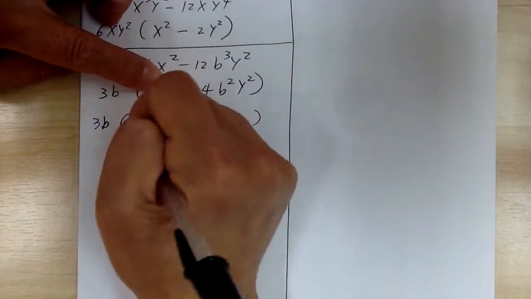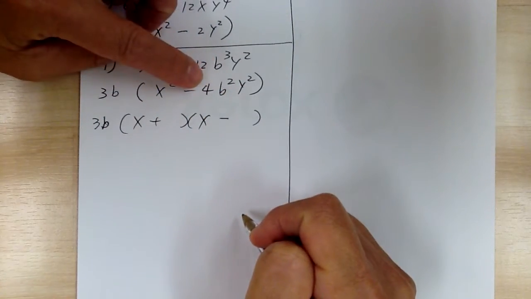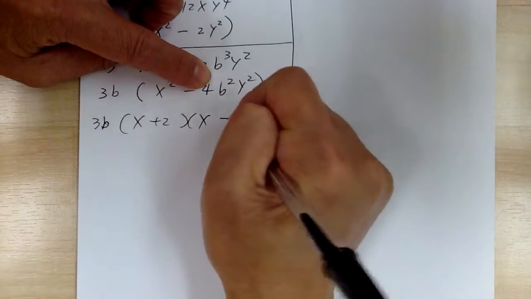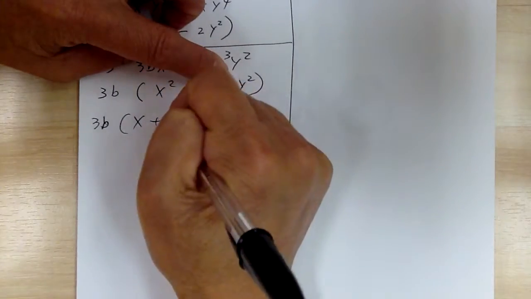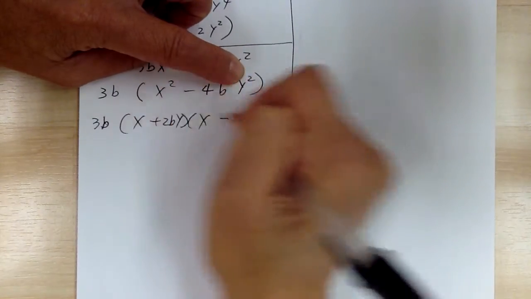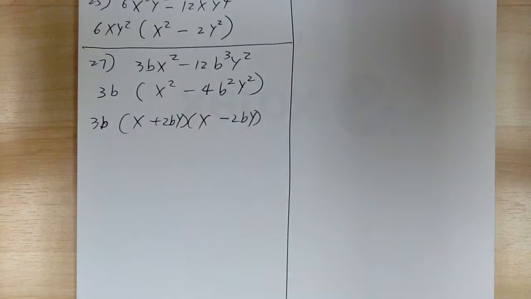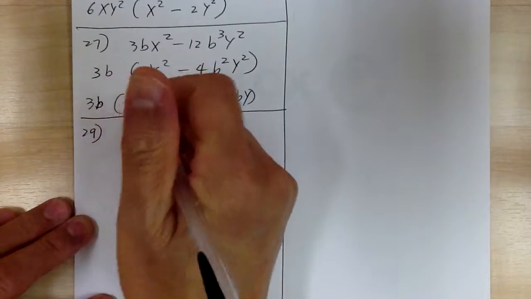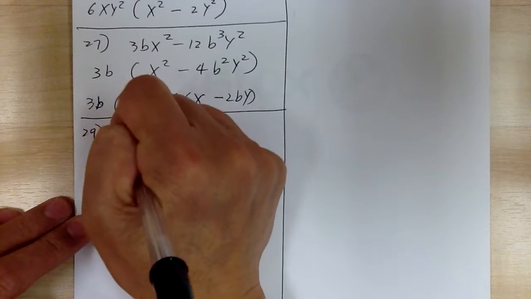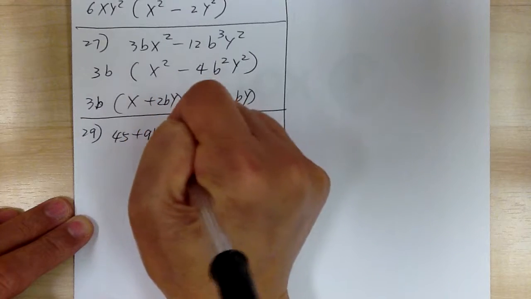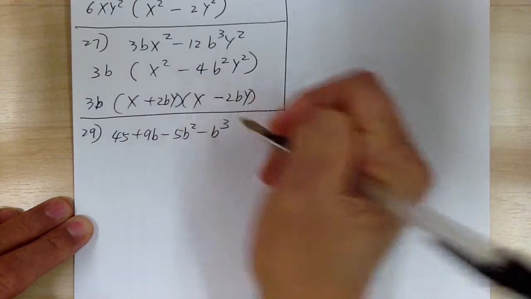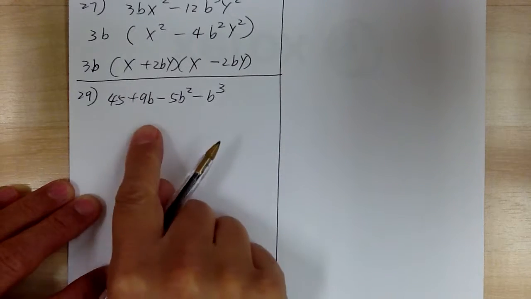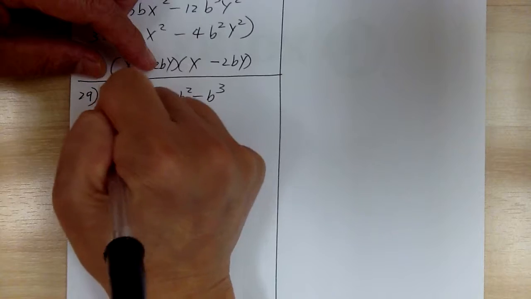So to get x squared, I need to have an x and x. To get negative, I need a plus times minus to give me minus. To get 4, I need 2 and 2. To get b squared, I need b and b. To get y squared, I need y and y. And that's it. So you just go down each item. Okay, let's go to 29. You have 45 plus 9b minus 5b squared minus b to the 3. So step 1, common factor, cannot. So step 2, 4 terms, so you have to do the grouping. So group the first 2.